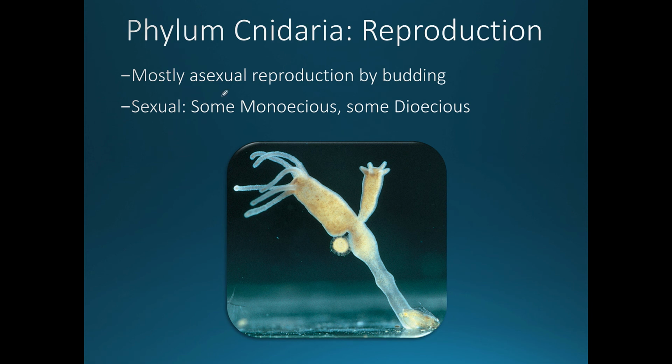Okay, let's now move to the reproduction cycles of cnidarians. Most of the cnidarians reproduce asexually, and they do so by budding. And so you can see here, this is a bud coming off of the parent cell here. They will also reproduce sexually. And some species are monoecious, meaning again that female and male reproductive structures are in the same organism, but some are also dioecious, where different organisms will have either male or female reproductive structures.